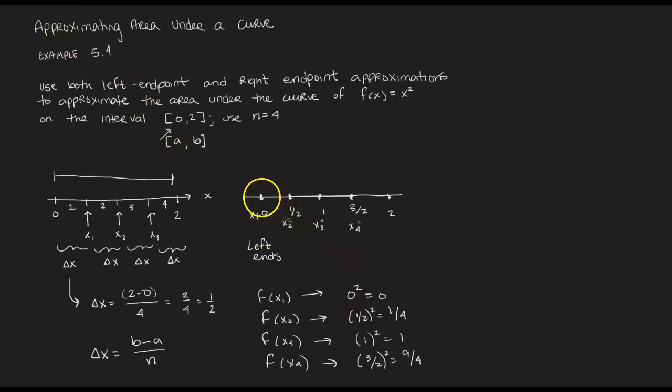We're going to have a left endpoint rectangle for the first interval with a height of 0. That one's kind of boring, but that's the rectangle. And then for the second interval, we're going to have a rectangle with a height of 1/4. That height right there is defined by the left endpoint. For the third interval, we're going to have a rectangle with a height of 1.